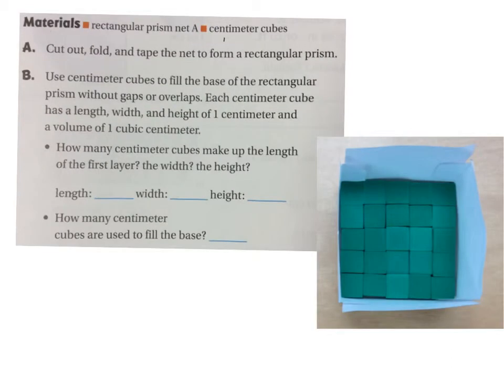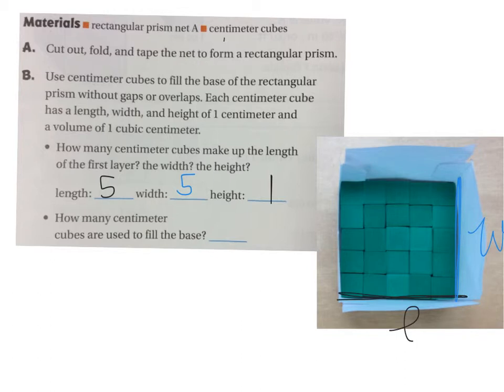Okay. There are 5 unit cubes in the length of my first layer. How many unit cubes are there in the width? How many centimeter cubes are there in the width of my first layer? Karan? 5, okay. And how many layers of blocks did we put in? How high is it? Thomas? 1. The height is 1. So how many centimeter cubes are used to fill that base? 25.